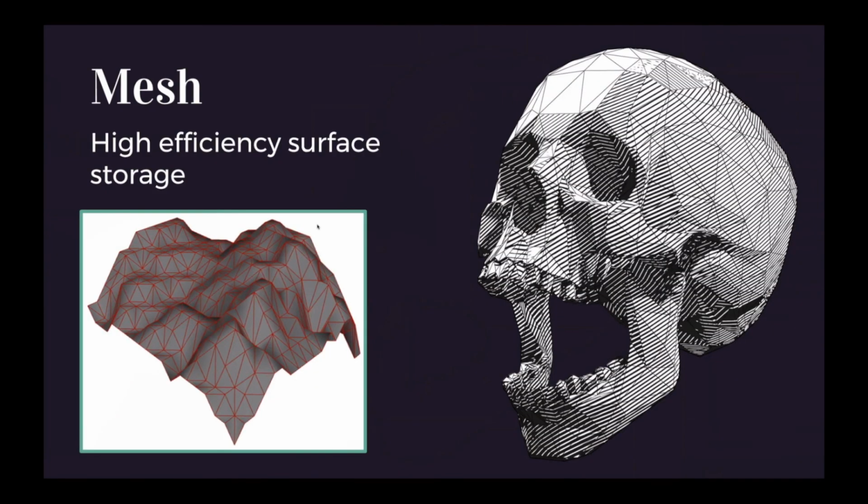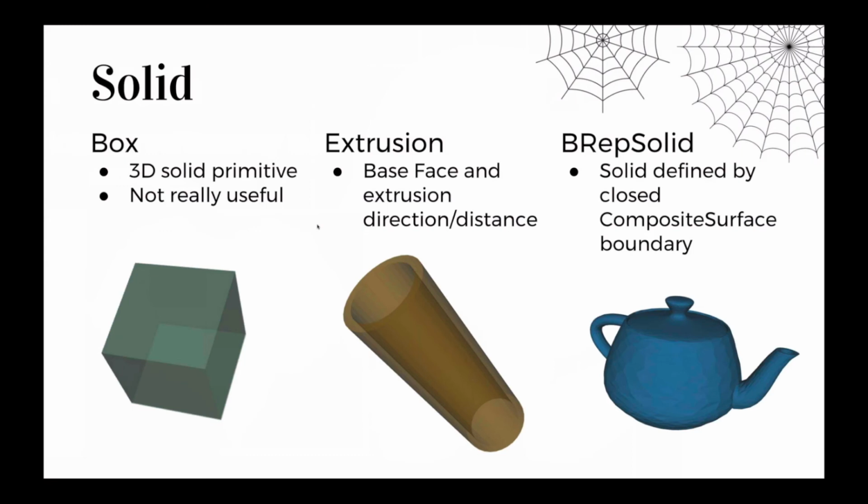That's a mesh. Now our next geometry type is solids. We have three types of solids in FME. We have a box, which is our kind of 3D solid primitive, and it's not really good for anything. I'm sure we have a reason for it. But Minecraft, maybe. Yeah, really, I don't know what it's for. It's handy for kind of experiments.